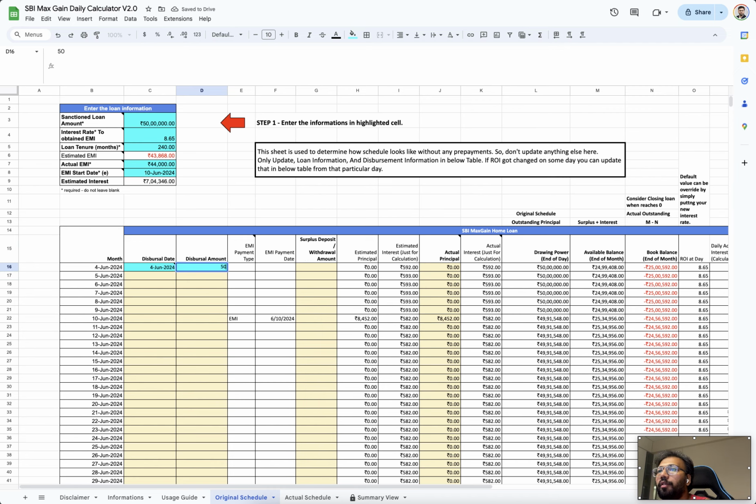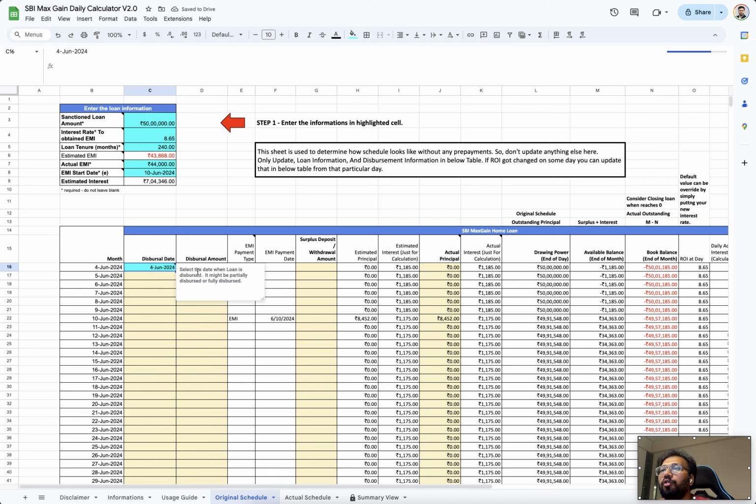So let me put the 50 lakh disbursement on the 4th June. So you get the full amount on the very same day, 4th June. In a single shot, you get all the amounts. Okay.